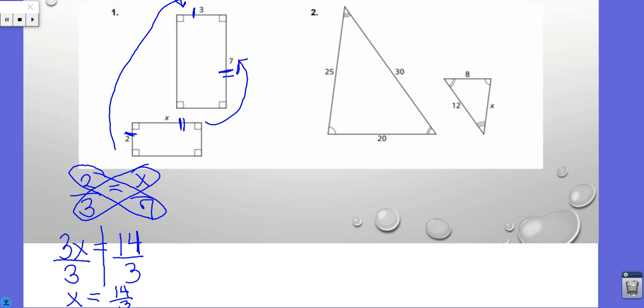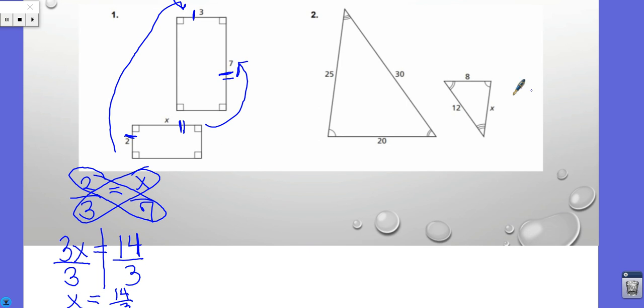Now the next one says solve for x for the similar polygons. So here, we're going to figure this one out. You see this angle right here and this angle right here. If I turn this picture around and put it on top of here, and let me show you that, we would see that 8 matches 20 and x matches 25. So you would have to flip this picture around and find the corresponding sides. This side should match this side right here. The slanted side should match this side here, and the other side should match the other side.